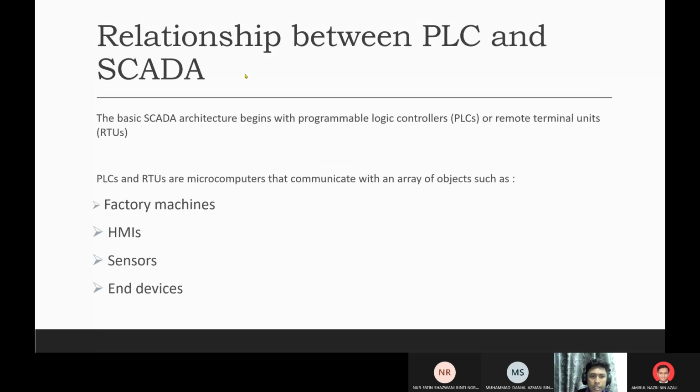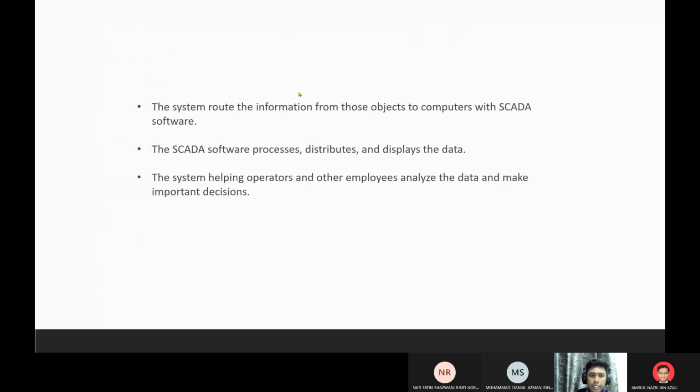The basic SCADA architecture begins with a programmable logic controller, PLC, or remote terminal unit, RTU. PLCs and RTUs are microcomputers that communicate with any area or object such as factory machines, HMI, sensors and devices. This system sends the information from those objects to a computer with SCADA software. The SCADA software processes and displays the data. And lastly, the system helps the operator and other employees analyze data and make important decisions.